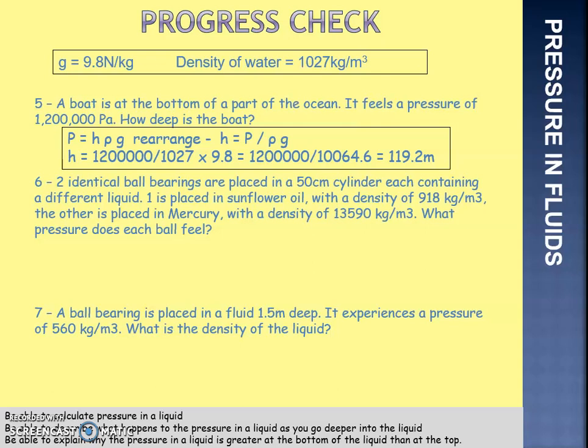Question 6. 2 identical ball bearings are placed in a 50 centimetre cylinder, each containing a different liquid. One is placed in sunflower oil with a density of 918. The other is placed in mercury with a density of 13,590.